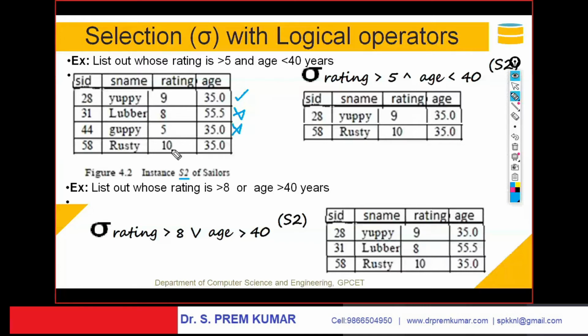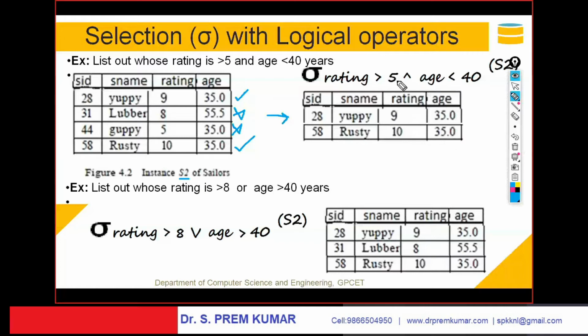Here rating is greater than 5 and age is less than 40. Yes, this is satisfying. Hence in the output you will get this relation. If you apply this relational algebra expression on this relation, this is the output. You get 28 UP, rating 9 and age 35, and 58 Rusty, rating 10 and age 35.